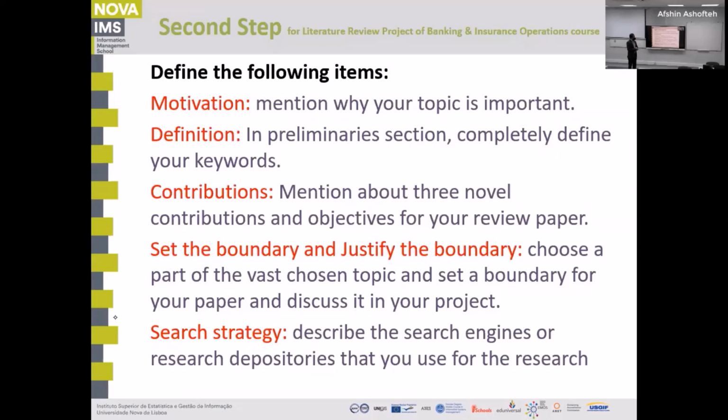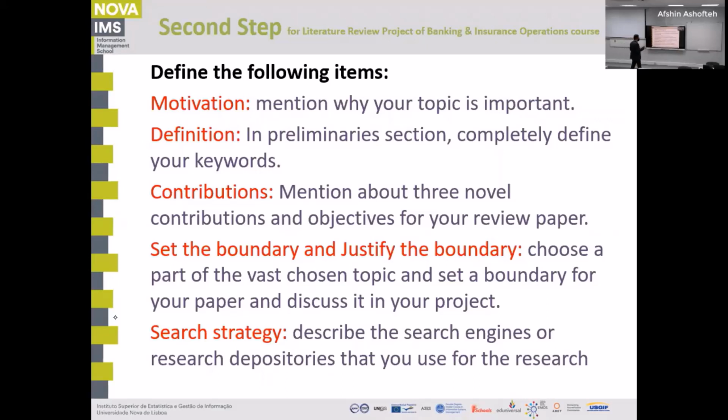And for this reason, we don't use the abbreviations. And if we want to use the abbreviations, first of all, we define them. Okay, so the next one would be the contributions. And mostly the 3 novel contributions or objectives of your review paper could be enough.